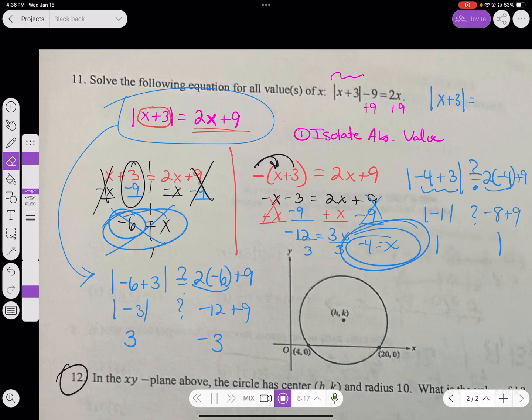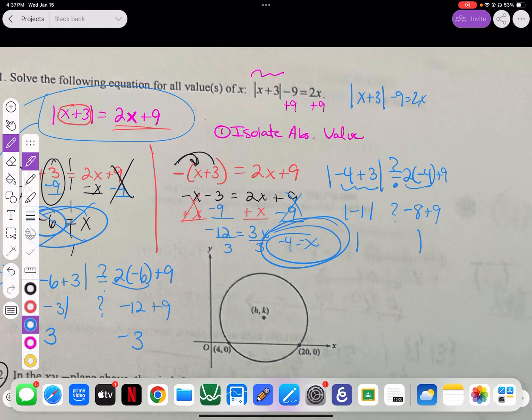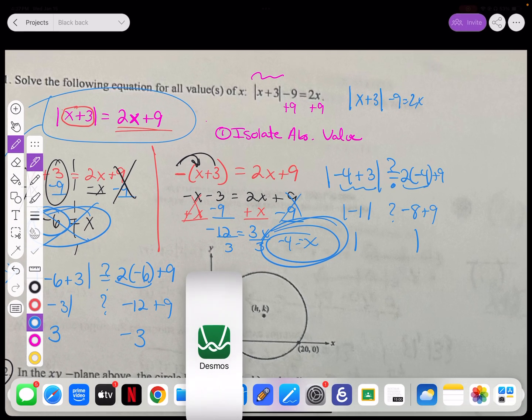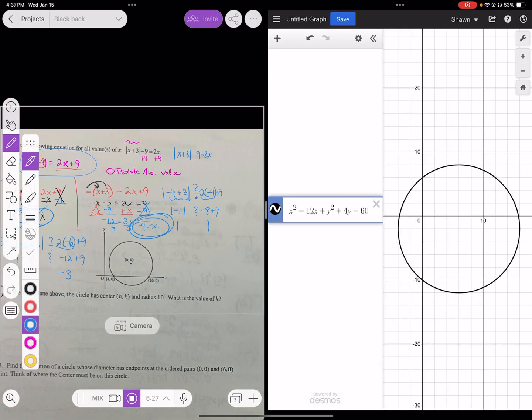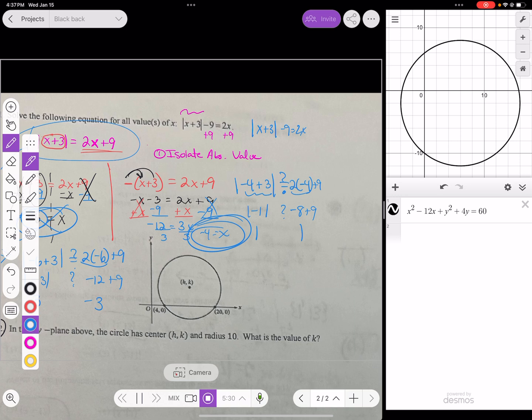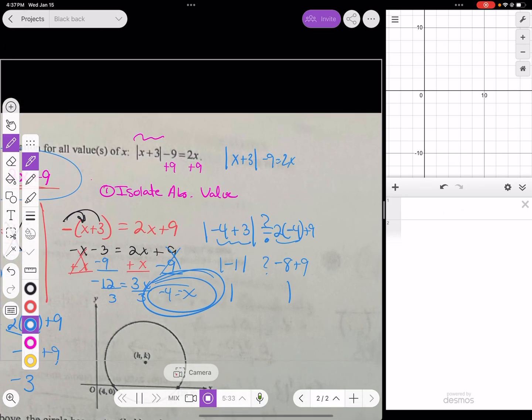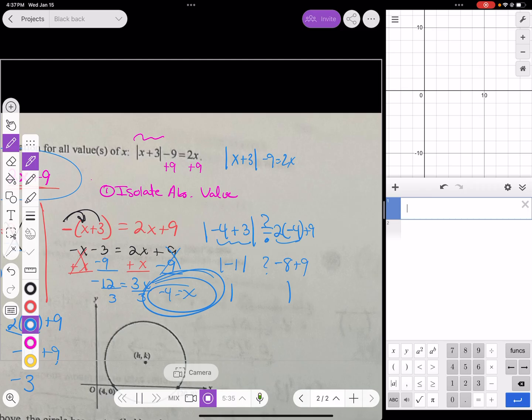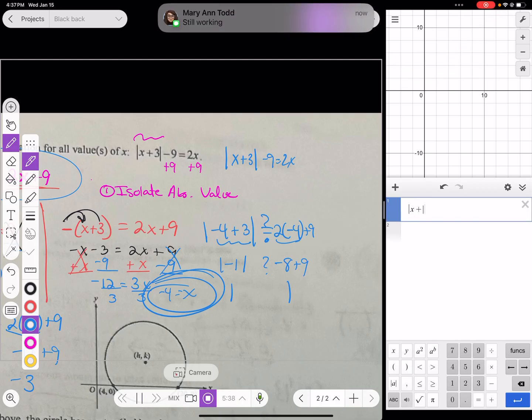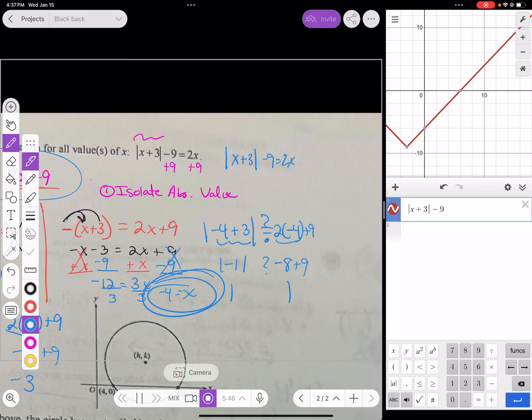I don't even know if I would take the 9 over. If you give me a calculator to solve this equation, and you can do this with a graphing calculator or with Desmos, I would simply graph the left side, the absolute value of x plus 3, minus 9. So there's the first equation. Then I'd graph the right side of the equation, right?